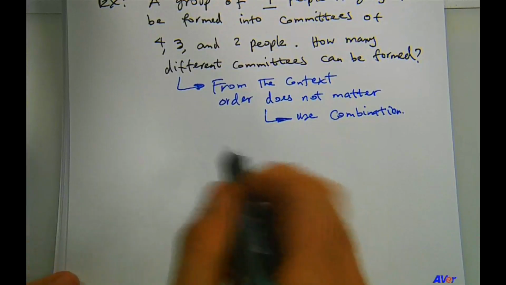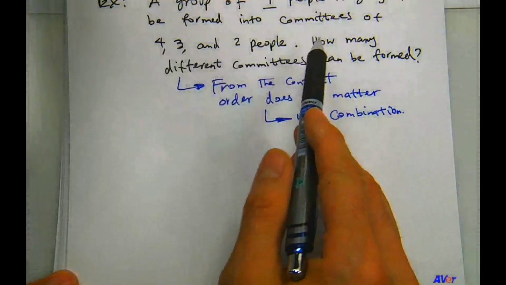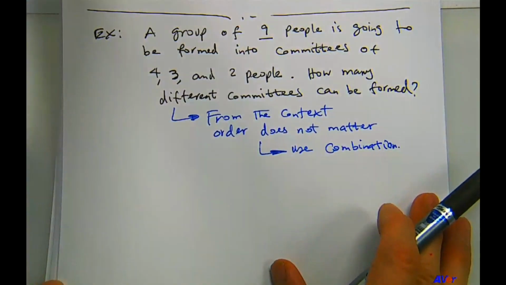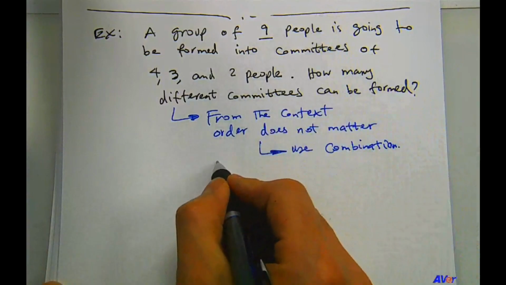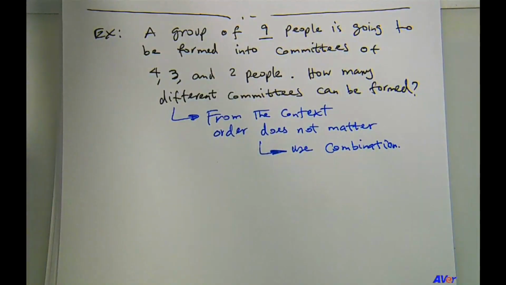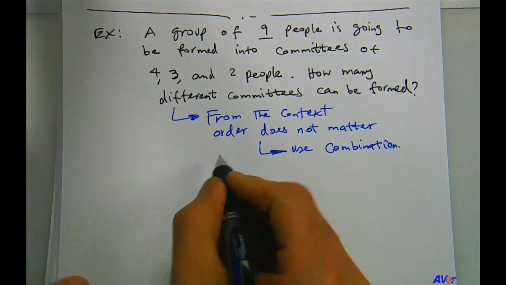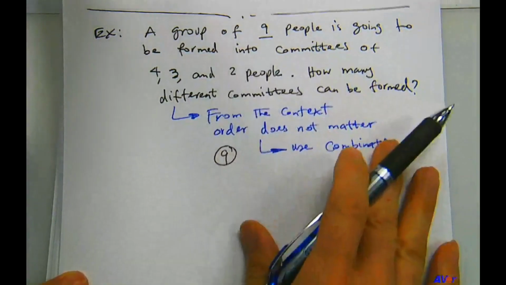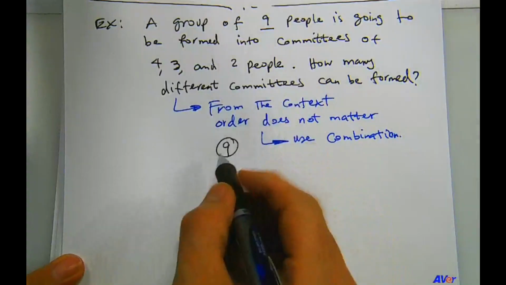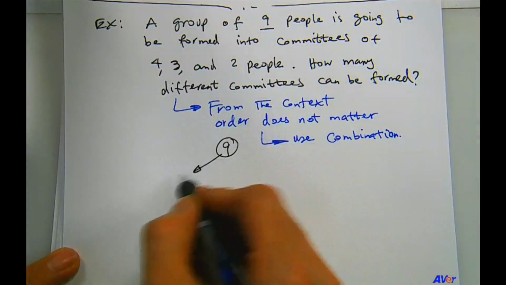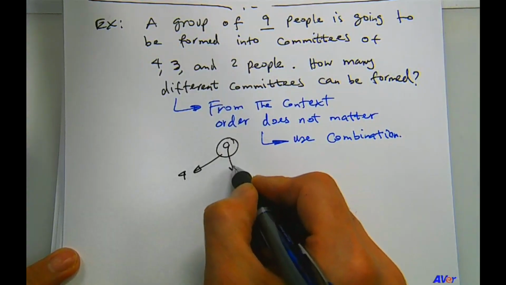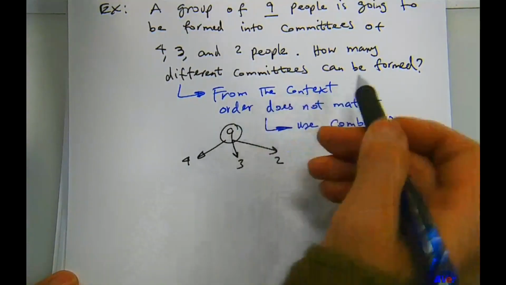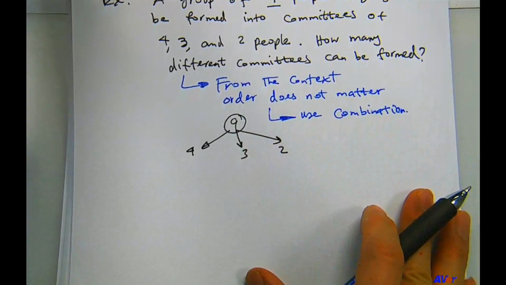Okay, so from these 9 people, let's draw some kind of a diagram to make this a little bit more organized than it is. So we have 9 people, and this is being used to form committees of 4, then 3, and then 2 people. How many different committees can be formed?